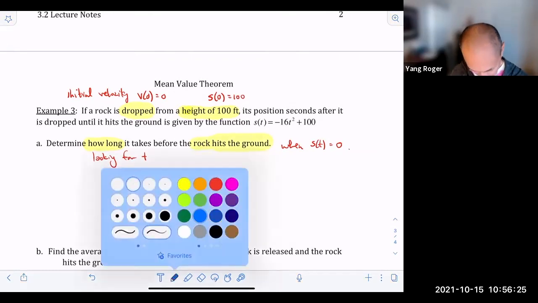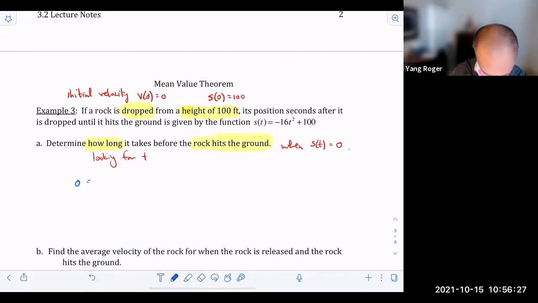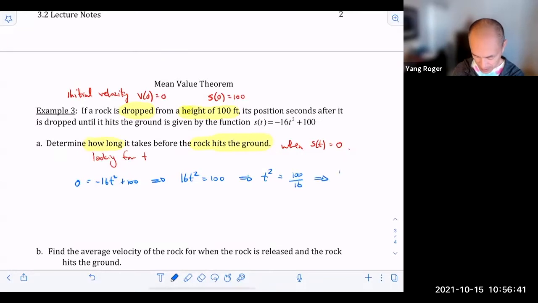So this becomes 0 equal to -16t squared plus 100. This means 16t squared is equal to 100. This means t squared is equal to 100 over 16, which means t is equal to plus or minus square root of 10 over 4, which is square root of 5 over 2.